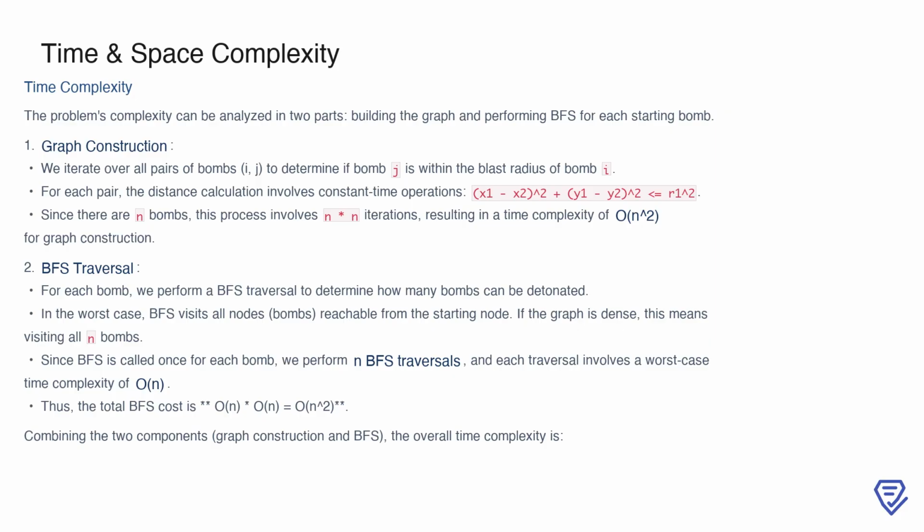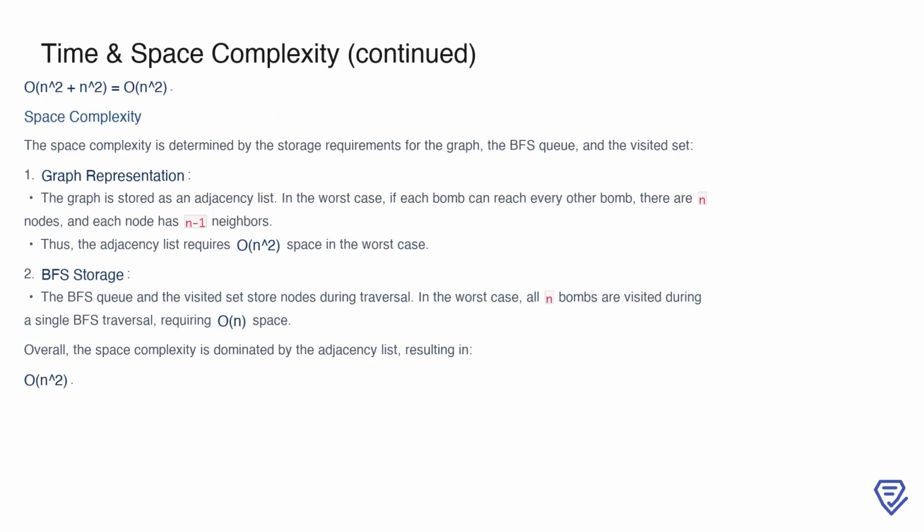In the worst case, where the graph is dense, BFS might visit all n nodes, and since BFS is performed for each bomb, this requires n BFS traversals. Each traversal is O(n), so the total BFS cost also becomes O(n²). Combining these 2 components, we find that the overall time complexity is dominated by n squared. When we add up the time complexities of graph construction and BFS traversal, we get O(n²) plus O(n²), which simplifies to O(n²).